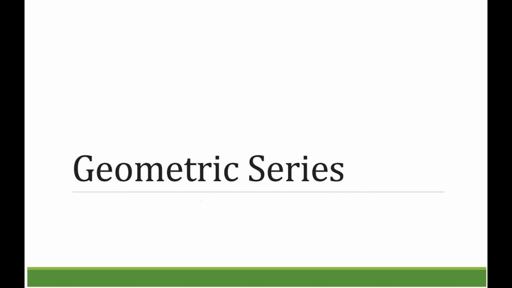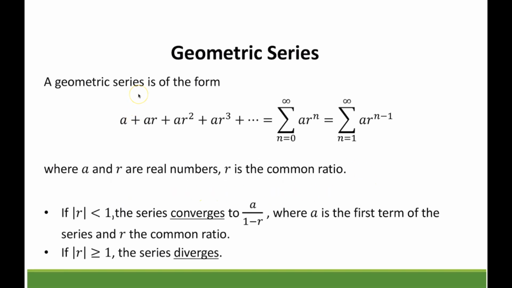Geometric series. Let's start by defining a geometric series. A geometric series is of the form a plus ar plus ar squared plus ar cubed, and so on, where the relationship between consecutive terms is that we're multiplying by a copy of r each time. So to get from a to ar, we multiply by r. To get to ar squared, we multiply by another copy of r. To get to ar cubed, we multiply by another copy of r.